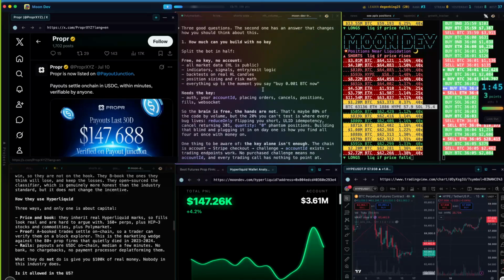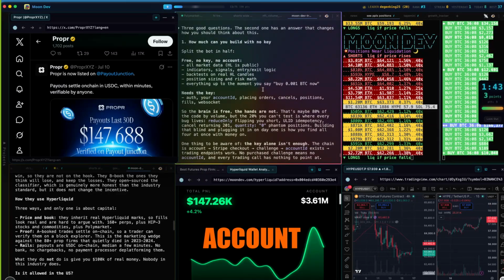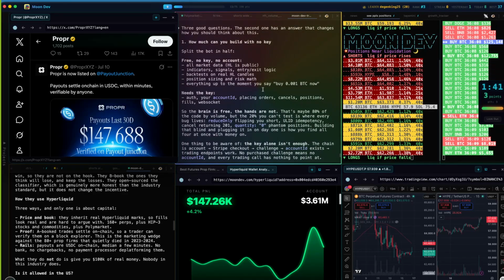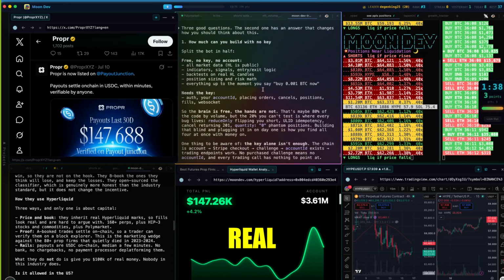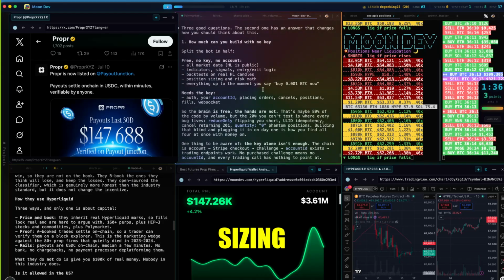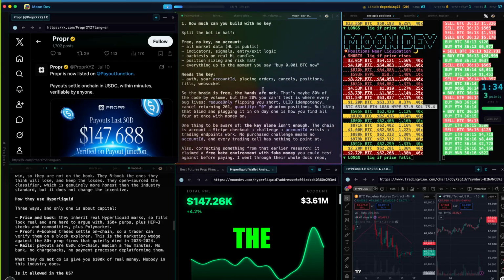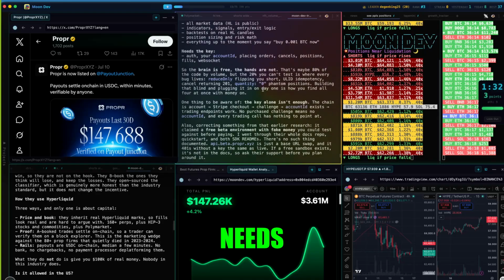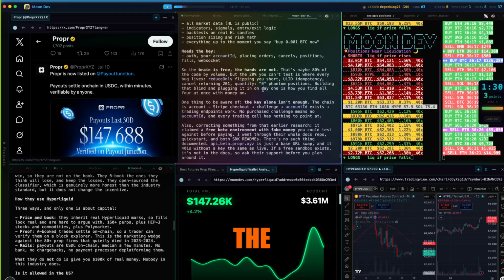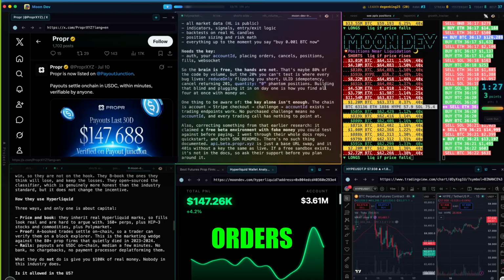1099-NEC, you get paid. How much can you build with no key? Free: no key, no account. All market data, indicators, signals, backtests on real HL candlesticks, position sizing and risk math, everything up to the moment of buy 0.001. Placing orders needs the account as the auth, your account ID. Okay.